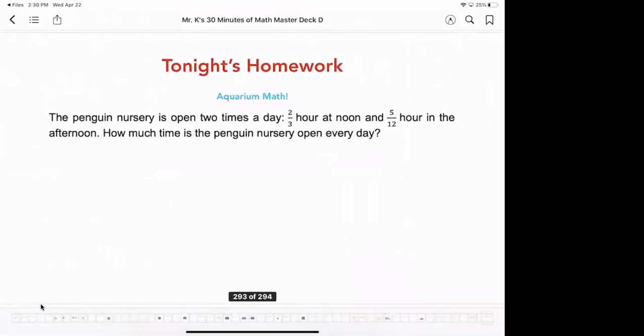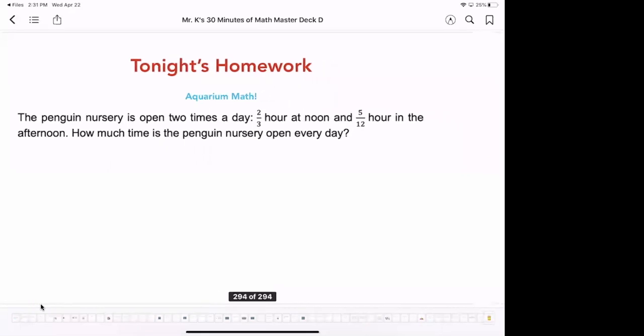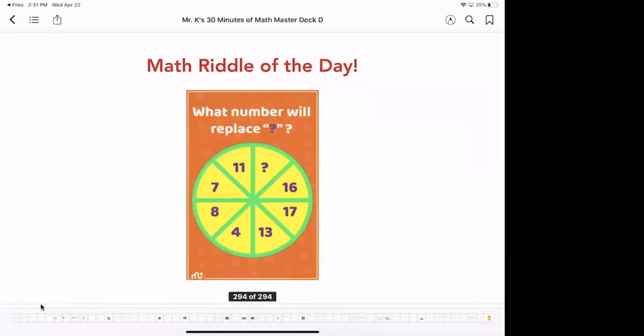All right, here is your homework for tonight. The Penguin Nursery is open 2 times a day, 2/3 of an hour at noon and 5/12 of an hour in the afternoon. How much time is the Penguin Nursery open every day? Go ahead and take a quick screenshot or write that one down or take a picture, and we'll get to tonight's riddle. Here it is.